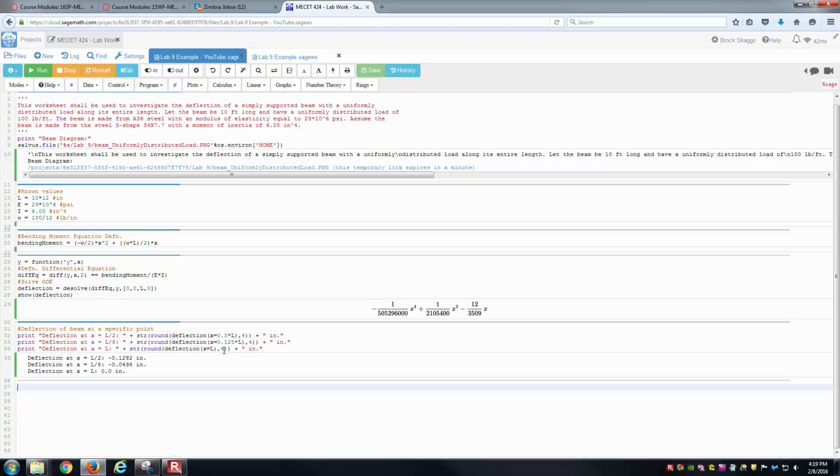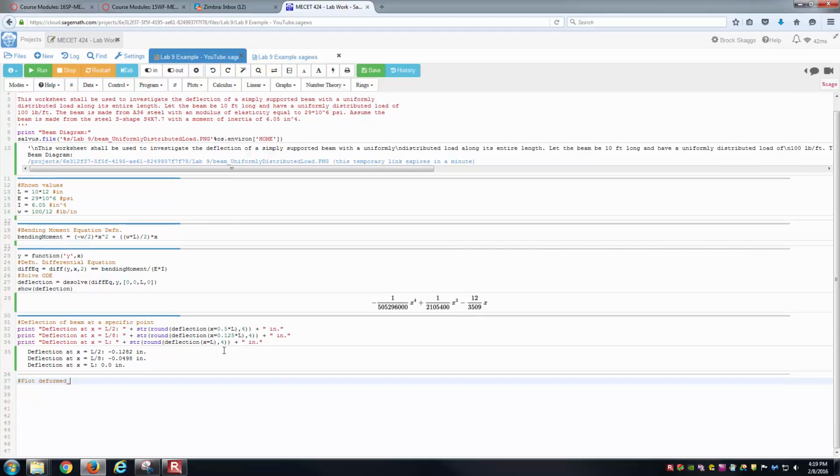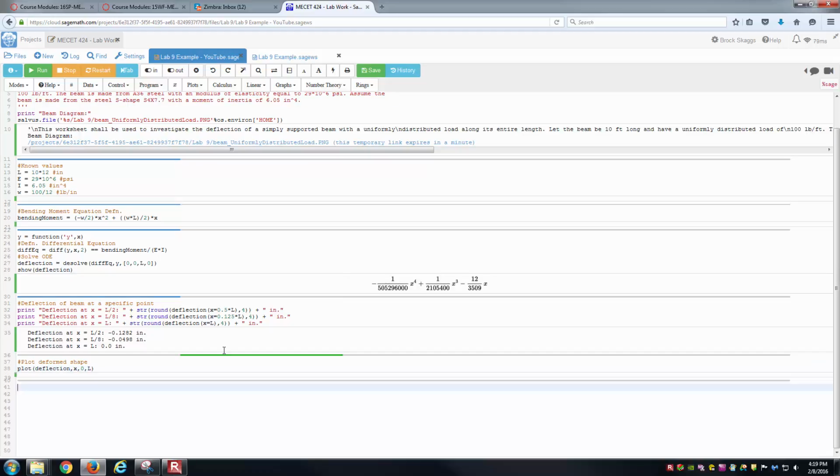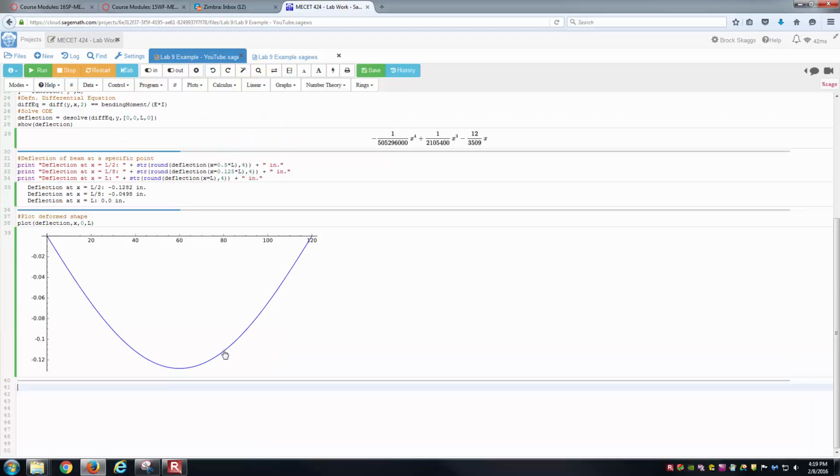Another thing we could do is actually plot the deformed shape of the beam. And so we'll do that next. Here we could just say something like plot the deflection, and it would be with respect to x from 0 to L. That's the entire length of the beam. And so there is the nice deflected shape of the beam itself there. You can see the max deflection occurring right at the midpoint, and we know that max deflection to be a little over 1/8 of an inch downward, 0.1282 from this line right here, line 35.